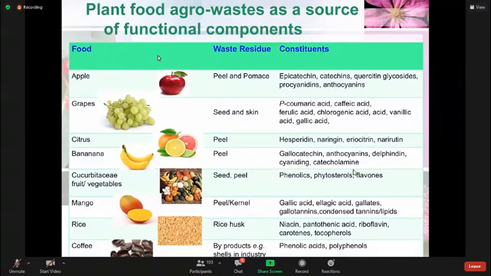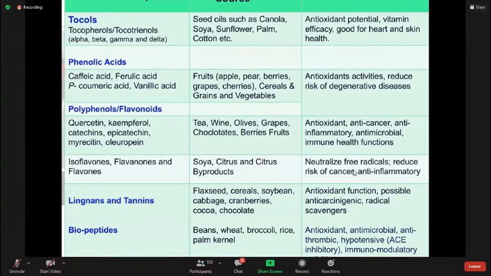Coming to another very important class of natural antioxidants, which are known as tocols, including both tocopherols and tocotrienols. This type of compounds, and delta, are present in different vegetable oils, and they have antioxidant activity and also impart some health benefits.